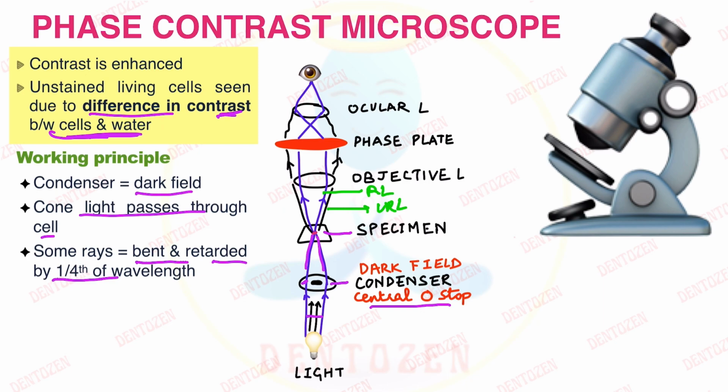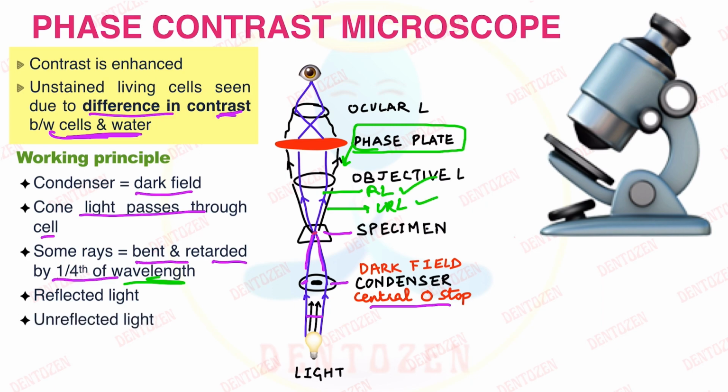And then we have another important component, the phase plate, which is inside the objective. From the phase plate, there is a change in the wavelength of the rays which are passing. So we have two types of light rays, reflected and unreflected, and we can have two different types of waves of light which differ in their phases. If we see here, this purple one is the reflected one, in a different phase, whereas the black one, which is the unreflected one, is in a totally different phase.